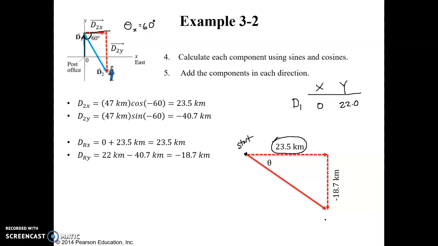This is where she ended. So what we want to know is, what is this length? What is the length of this hypotenuse? That would be the magnitude of the resultant. And what is the angle that she makes with the east direction?